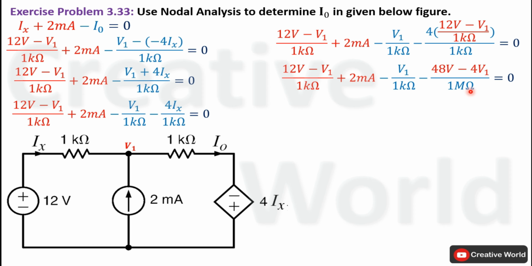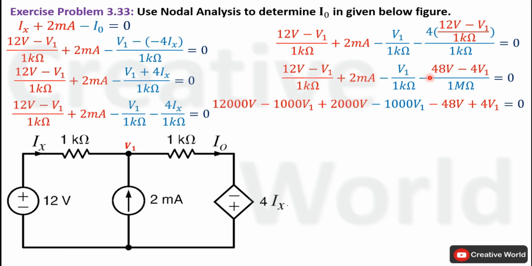Now in order to omit all denominator values, we will multiply this equation on both sides with 1 mega ohm. Product of 1 mega ohm and 1 kilo ohm in denominator will cancel out with each other. Only 1000 will be left, and that 1000 will multiply with 12 volt minus V1. It will become 12,000 V minus 1000 V1. Here product of 1 mega ohm and 2 milliampere will result 2000 volt. Here product of 1 mega ohm and 1 kilo ohm in denominator will cancel out with each other. Only 1000 will be left, and that 1000 will multiply with V1. It will become 1000 V1.